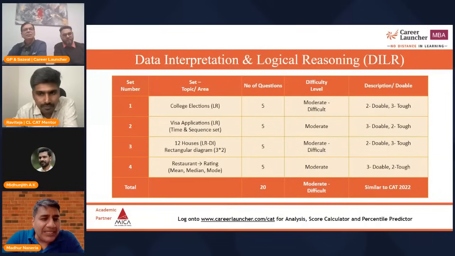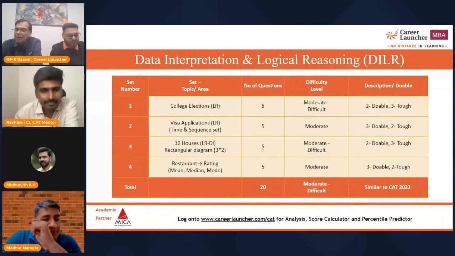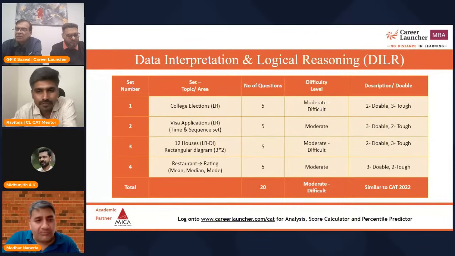Overall, my take on if I talk about the entire DILR section, if I take my previous 3 attempts in CAT, I was at least able to find one set that I was able to solve fully. There used to be another set जिसके अंदर you would be able to solve around 2, 3, 4 questions, and the third set where you might be able to attempt it partially. This was possibly for the first time wherein you were not able to solve any of the sets completely. That's at least what was my take.